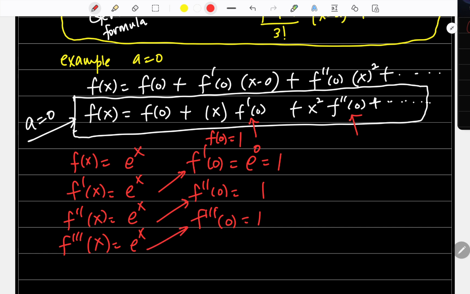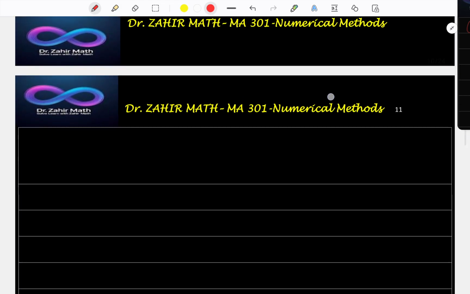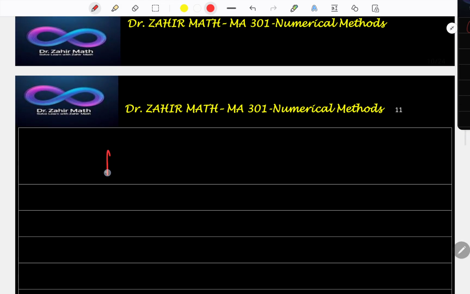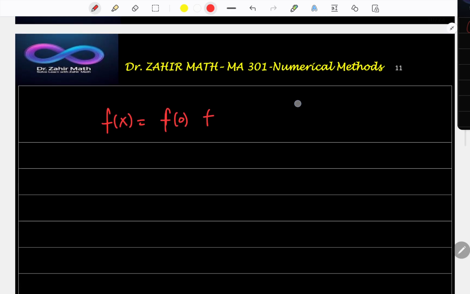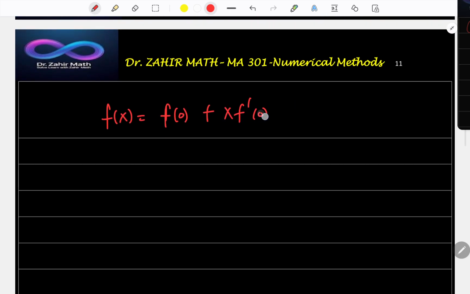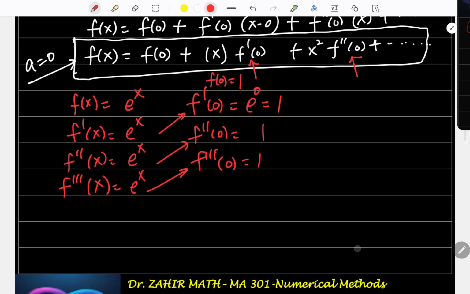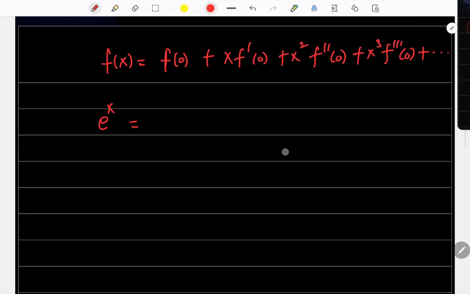Why, teacher, did you take a small function? I just want to show you. So what is your formula? Your formula is f of x equals f of 0 plus x times f dash of 0 plus x square times f double dash of 0 plus x cube times f triple dash of 0 plus so on. So your f of x is e power x. What is your f of 0? 1, 1, 1. Everything is 1. So this is 1 plus x into 1 plus x square into 1 plus x cube into 1. So it keeps going, right?